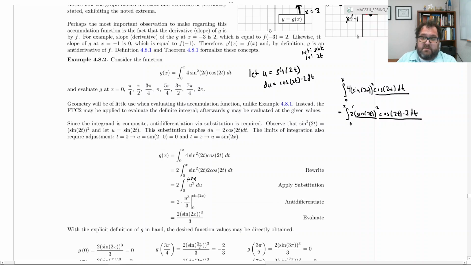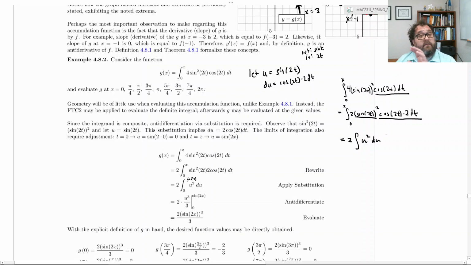Now, we do have this 2 right here, but how can we handle a 2? We know how to handle a 2. It's a constant. We can factor it out. So I'm going to factor that 2 out on the next line, and then we have the definite integral, and now we're replacing sine 2t quantity squared with u squared, and then cosine 2t times 2 times dt. That is exactly what we know du is equal to.